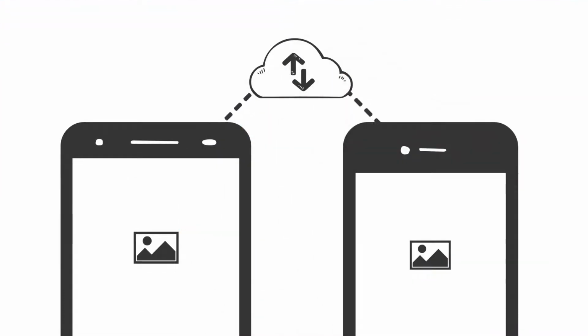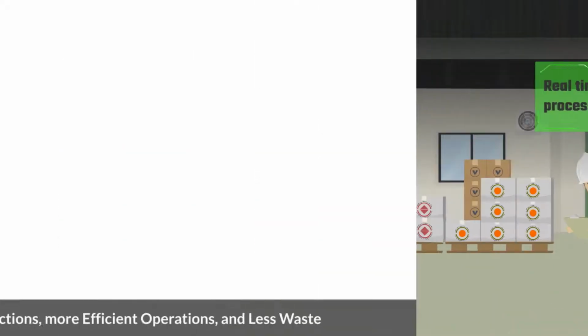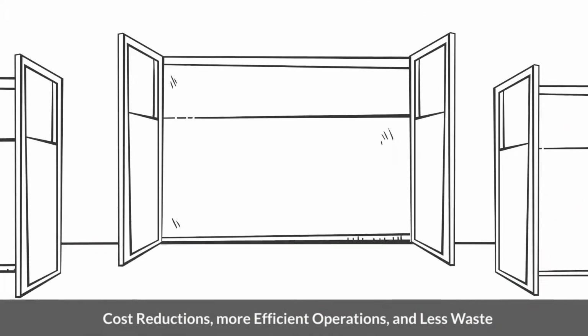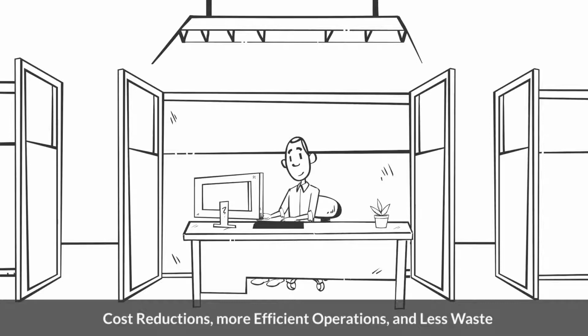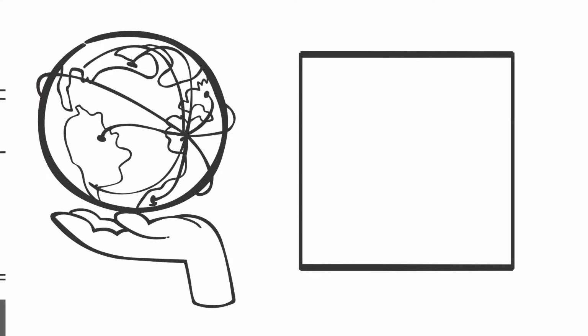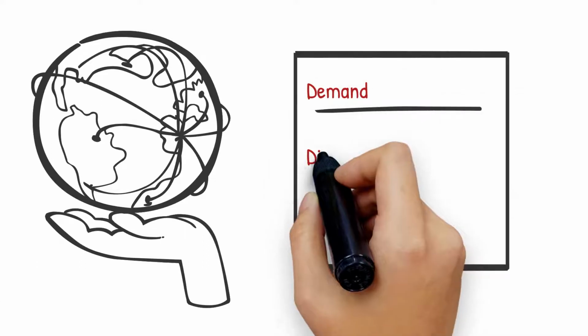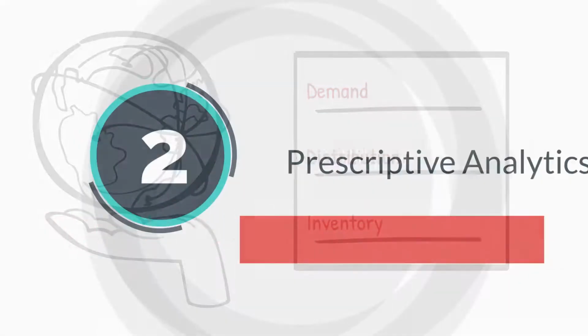The AI-driven systems at the control tower can not only instantly aggregate data but also connect and expand it through predictive analytics and real-time data processing. These capabilities facilitate better decision-making across all parts of the supply chain, leading to cost reductions, more efficient operations, and less waste. Planning is done for three parameters: demand, distribution, and inventory.